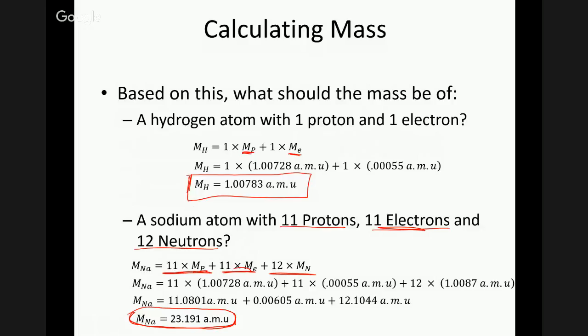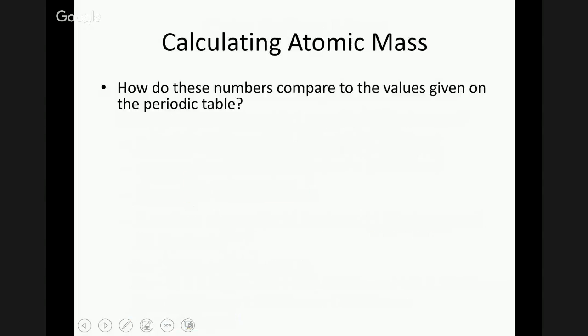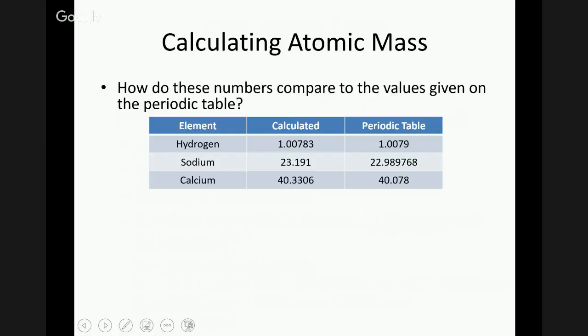So let's think about that for a minute. If we go to the next slide, what I've asked you to do is ask, how do these numbers compare to the values given on a periodic table? We can fill them in. Hydrogen, that number we calculated, 1.00783, can go right in here. And sodium, that number we calculated, 23.191, can go here. I've put a third example in, calcium, which we didn't do the math for, but if we had, we'd have calculated that calcium should have a mass of 40.3306.